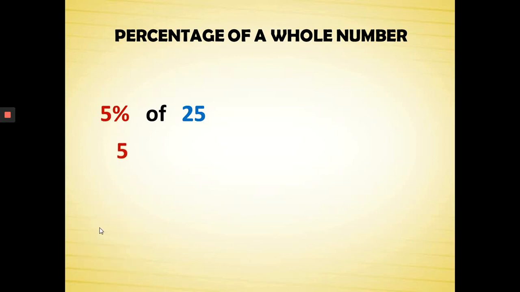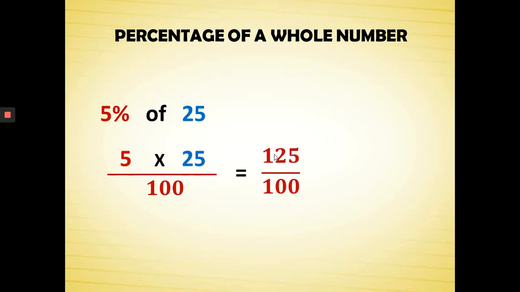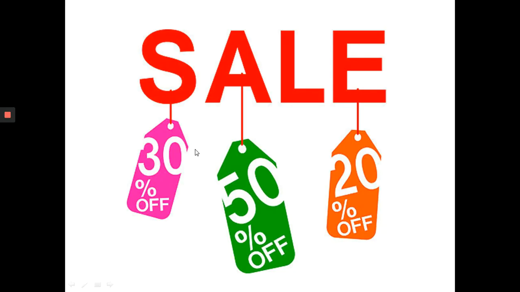5 times 25 is 125, and then divided by 100. Move two places, so that is 1.25.